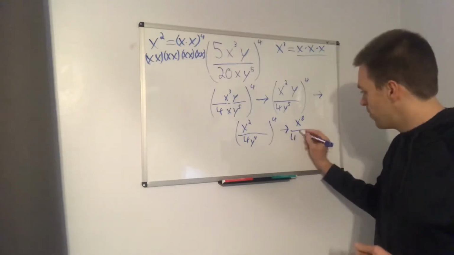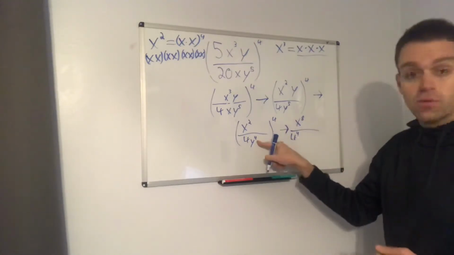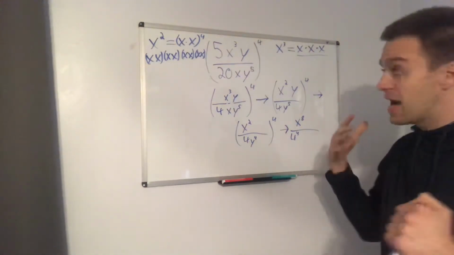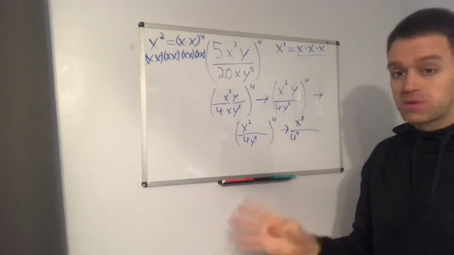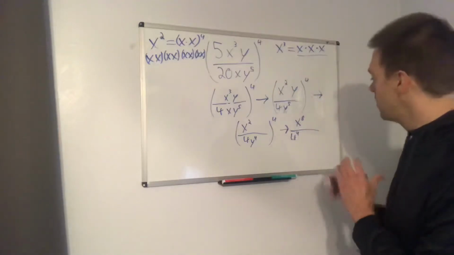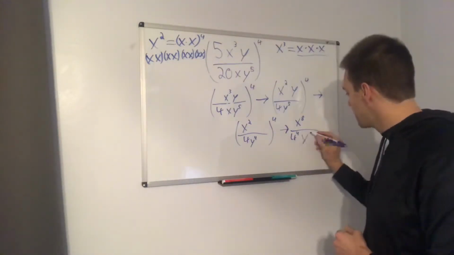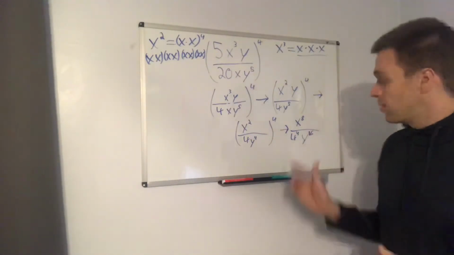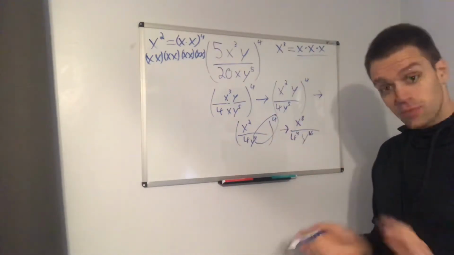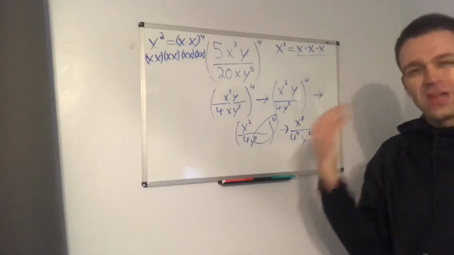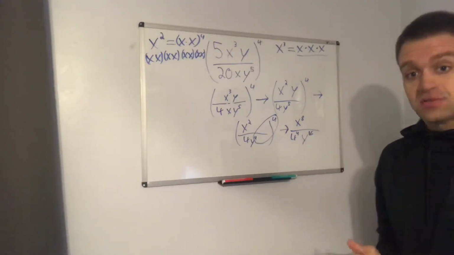We'll have 4 to the 4th, and y will be to the 16th, because we have y to the 4th, which is 4 y's being multiplied together 4 times. So we have 4 groups of 4, which gives us 16. So that exponent rule of raising an exponent to the exponent is we multiply. So if you memorize that rule, that's great. But if you kind of logic through it, I think it'll be a little bit easier to remember.